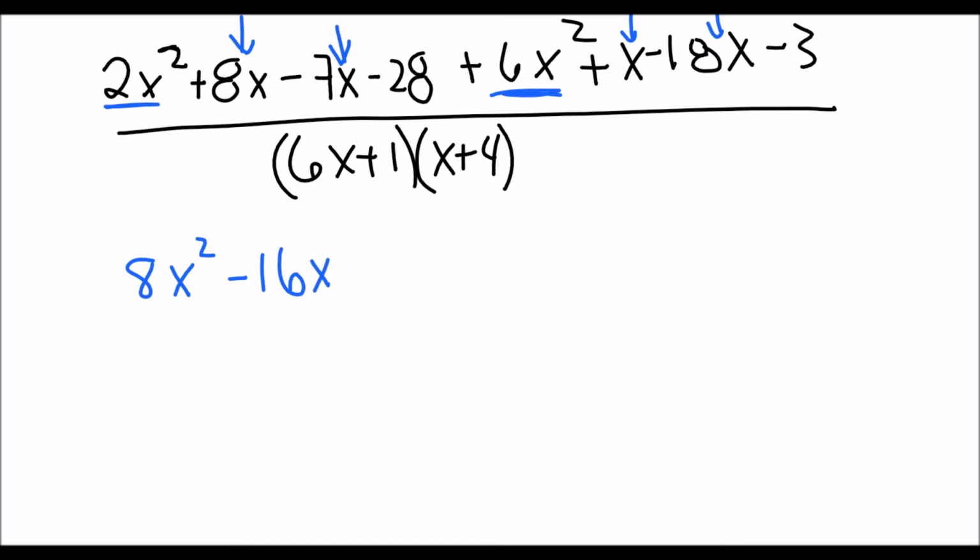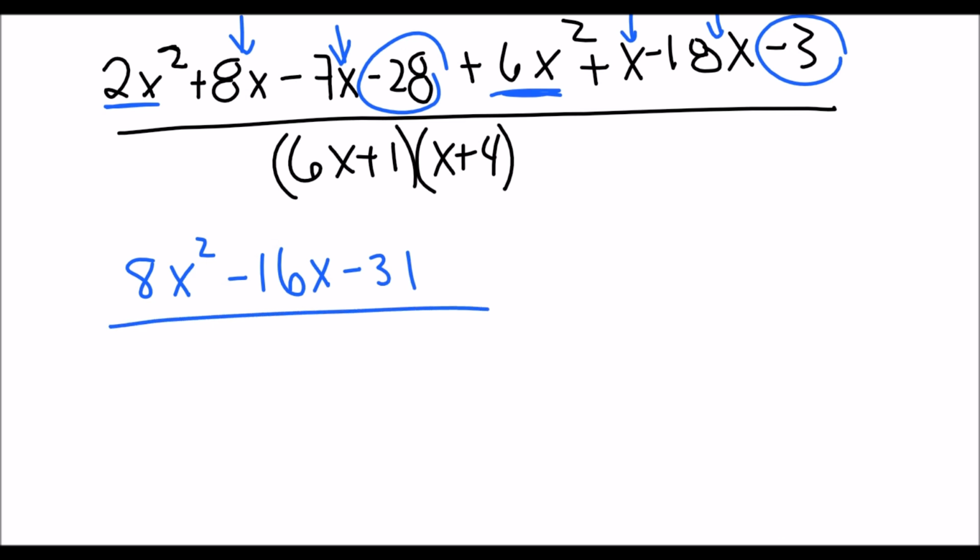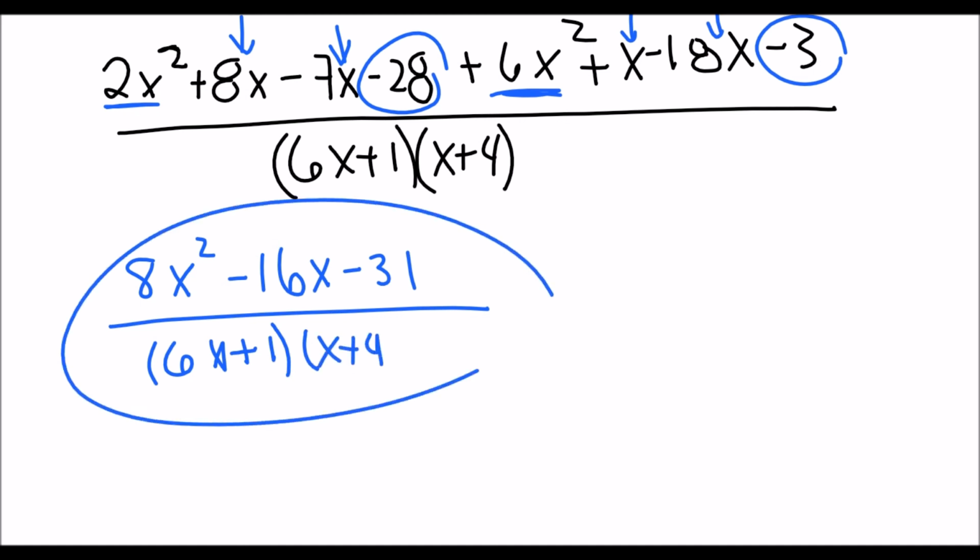And then for our constant terms, we have a negative 28 and a negative 3, which when you add those two together, you're going to get a negative 31. And that's all going to be over 6x plus 1 and x plus 4. And that is the answer to our example.